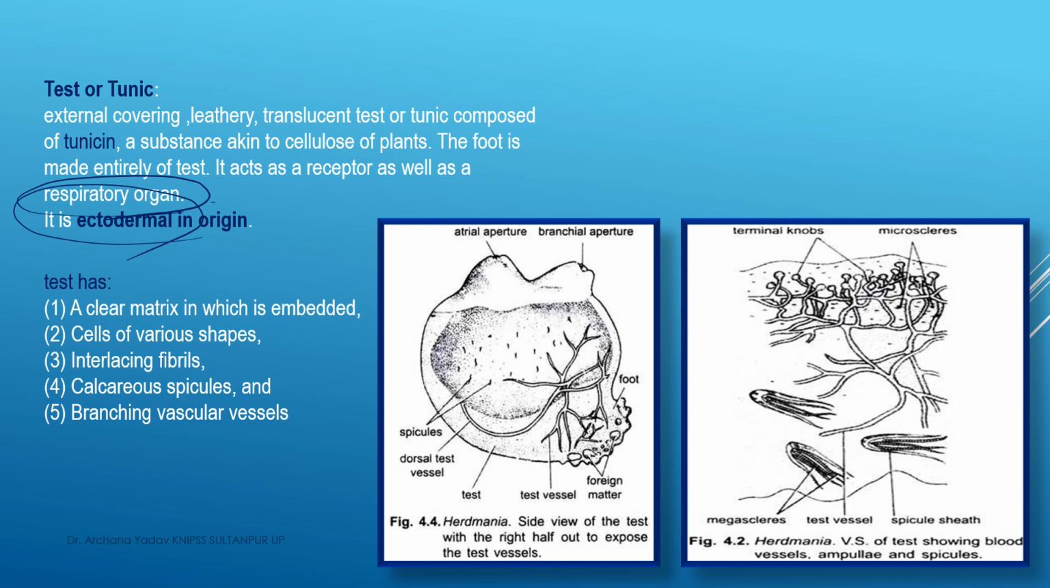The test wears off continuously from outside and is replaced from inside by the epidermis of the mantle or body wall. The entire coat is composed of test, and test is composed of these five things. Number one is a clear gelatinous matrix, corpuscles, interlacing fibrils, calcareous spicules and several branching vascular vessels.